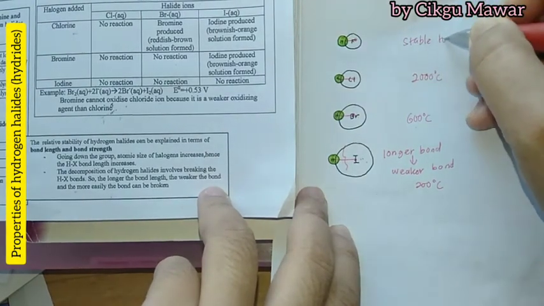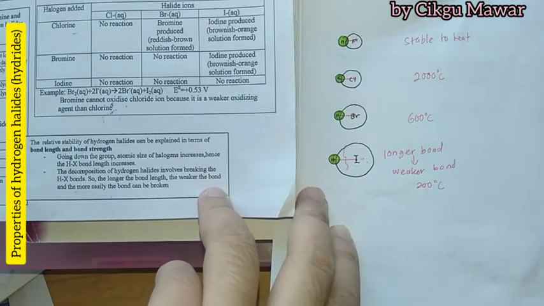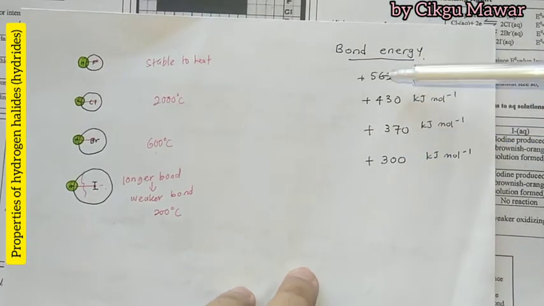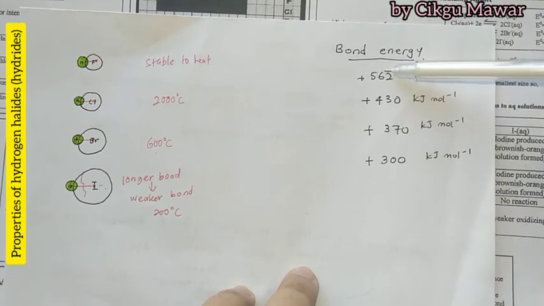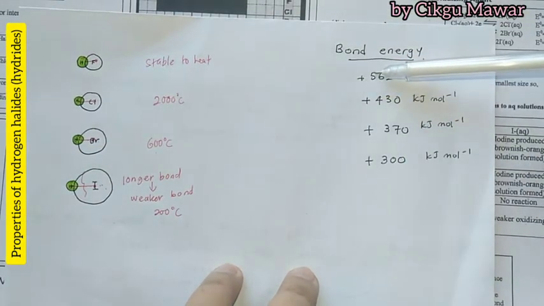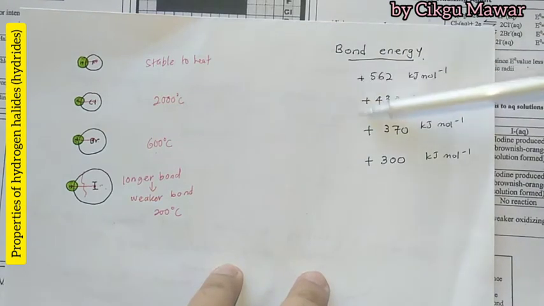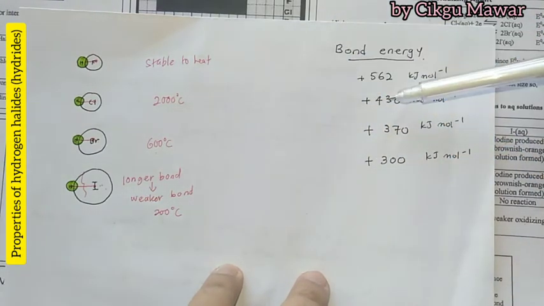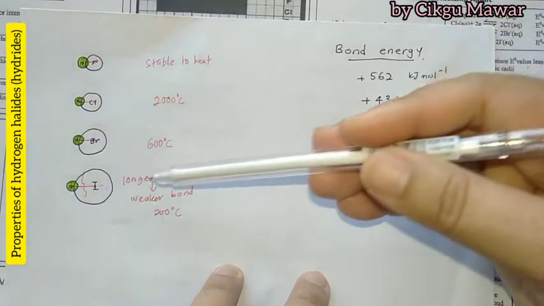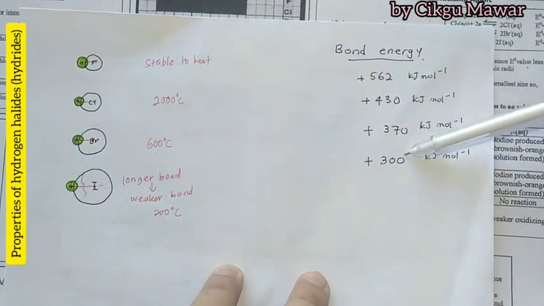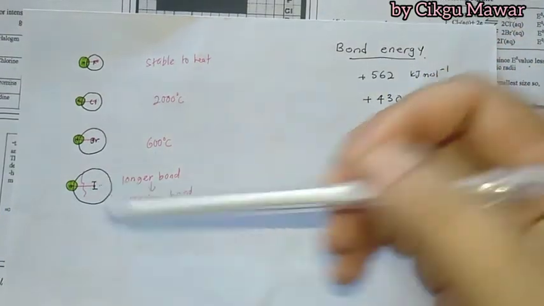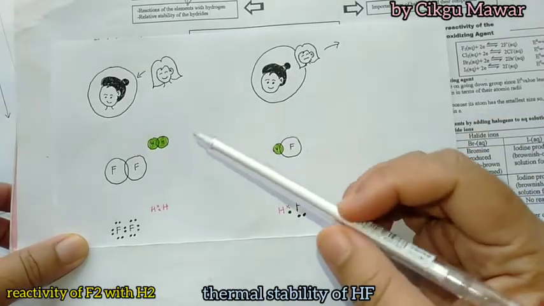Here is the bond energy when going down the group. Higher energy is needed to break hydrogen fluoride, which is 562 kJ per mole, followed by HCl at 430, 370 for HBr, and for HI we need 300 kJ per mole to break the HI bond.